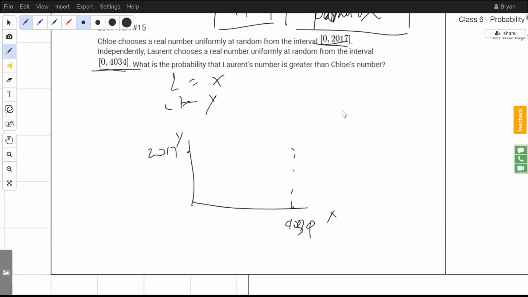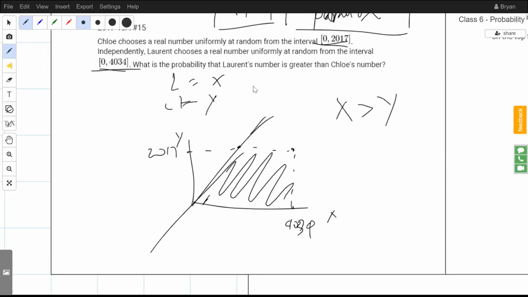And basically the total number of points that we're considering is just this rectangle right here. And we want the number of points such that x is greater than y, or y is less than x. So if we graph the line y equals x and take everything below it, like here, this point is 2017, which means that this is exactly the halfway point of the rectangle. So this is going to be 3/4 as our answer. This is 1/2, and this is 1/2 times 1/2. So yeah, good problem.